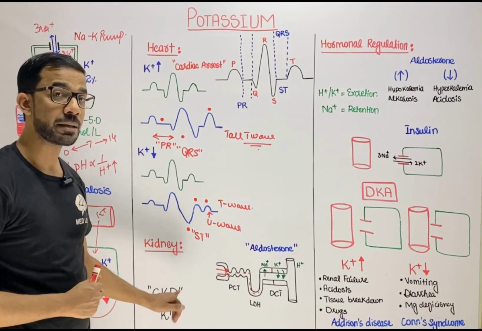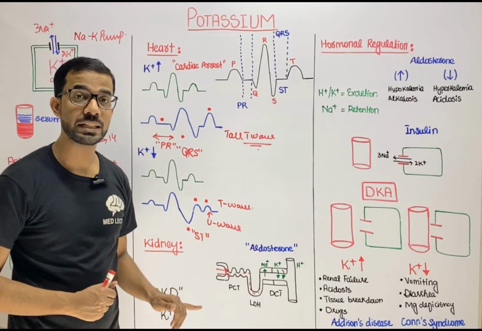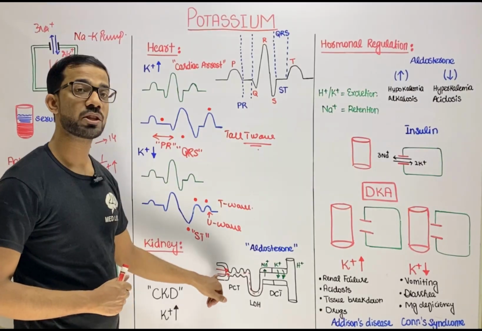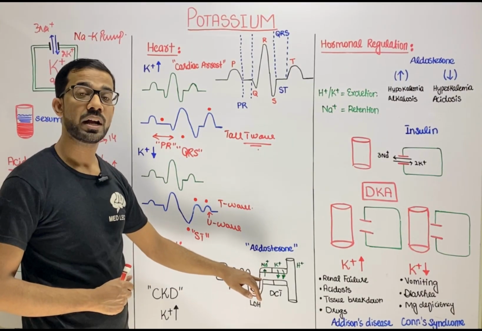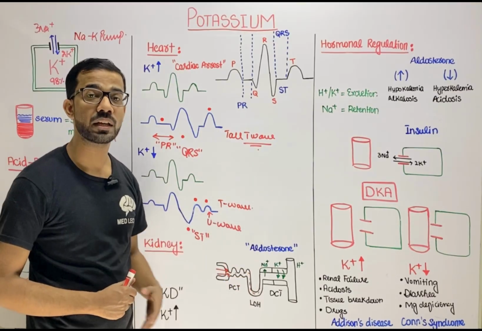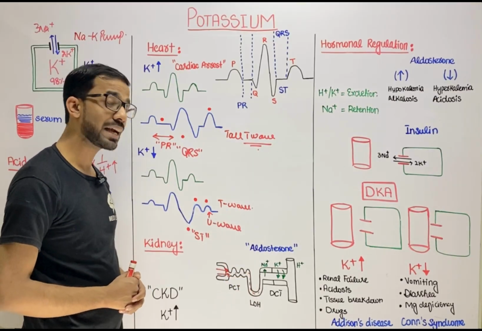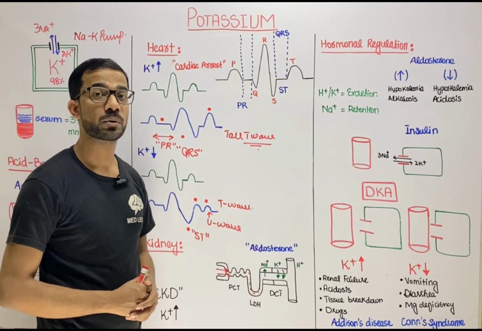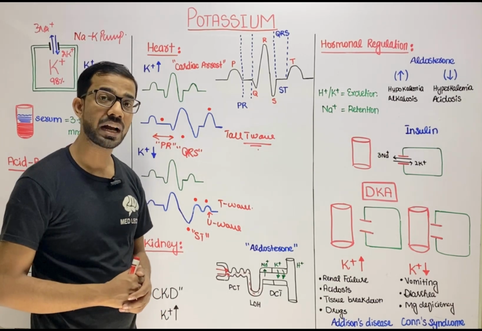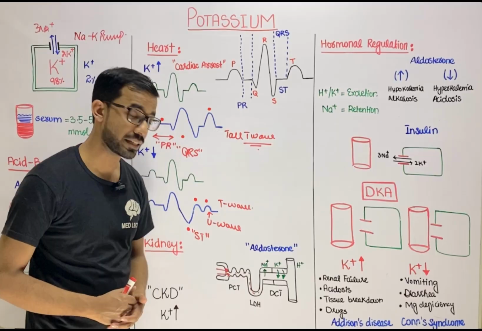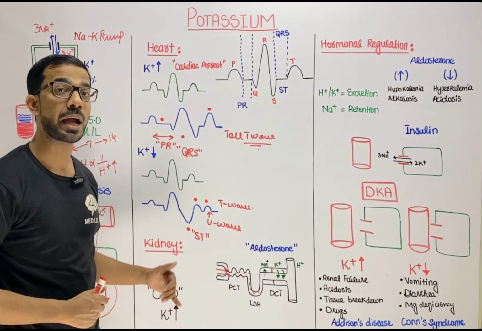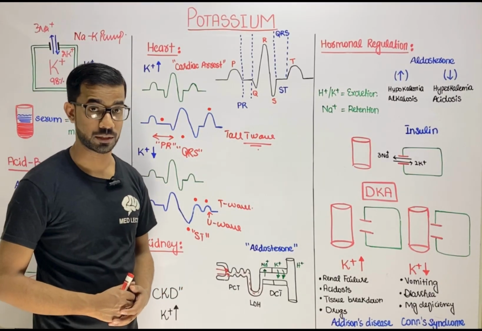But in the CKD patient, chronic kidney disease patient, you will see a reduced glomerular filtration rate, and you can also see disruption in the tubular cells. So in that case, the excretion of potassium starts decreasing, and ultimately you will see the potassium level inside the blood starts increasing, and it goes towards hyperkalemia in CKD patients.